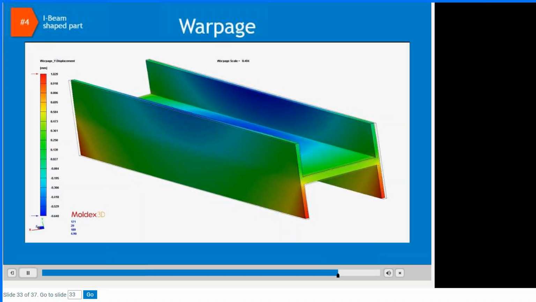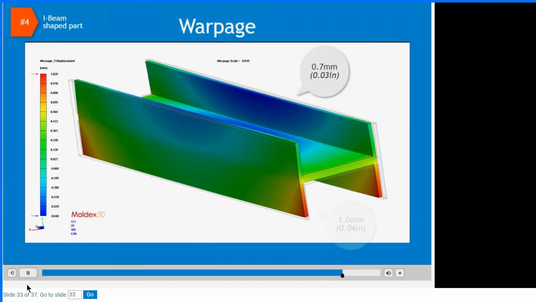The final animation for the I-beam design has similar warpage behavior to the previous design, with the cutouts that extended to the base. The center portion is warping down by about 0.7 millimeters, and the ends are up about 1 millimeter. Yeah, so we have another design that is pretty even. For a large part like this, it's pretty even.